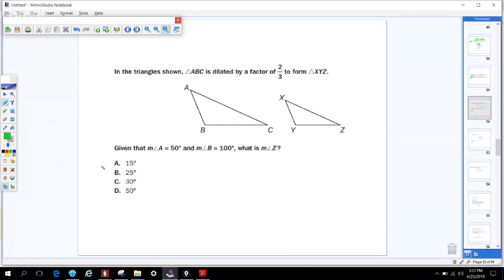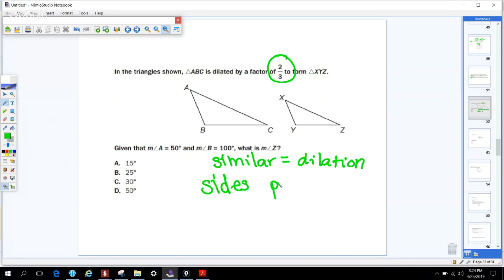Okay, we're going to keep going real quick. This one we've done already. I just want you to write this down. Whenever you have similar things, write down: similar, dilation. You're going to write down sides proportional, and this is on that crazy review sheet. Proportional, and angles are the same.